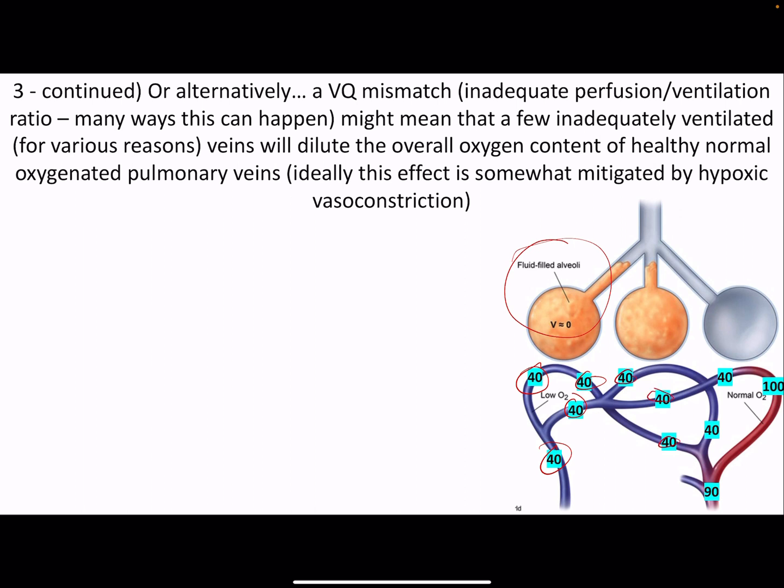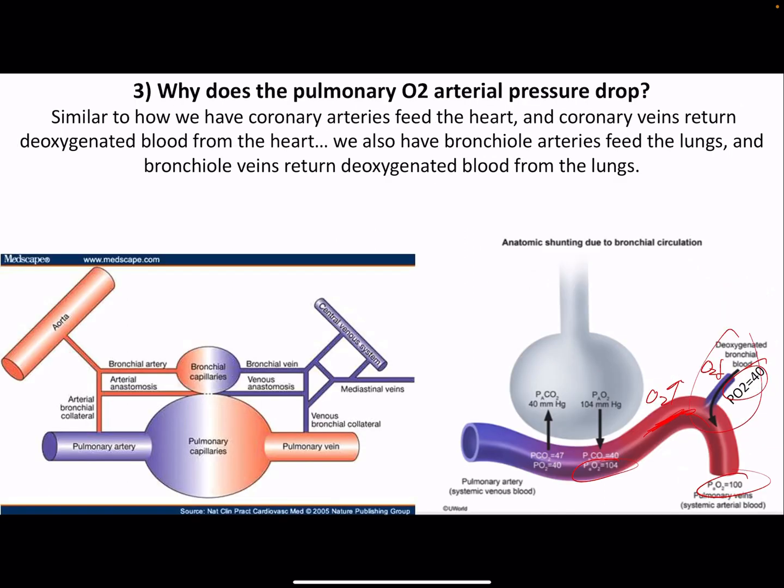Now these numbers are misleading. In this picture, we can assume that there's a few bad eggs, a few bad pulmonary arteries, and mostly good pulmonary arteries, now pulmonary veins, that are having perfect diffusion of gas. So there's a bunch of these hundreds, a few of these 40s, but when they mix, it's now 90. So this would be a VQ mismatch issue. Ideally, this is somewhat mitigated by hypoxic vasoconstriction, where I'm going to reduce the amount of blood flow going to these bad alveoli so that this number, instead of 90, might be like 98, and it's not as big of a deal. But I would say that this is probably the main reason to account for the drop from here to here.